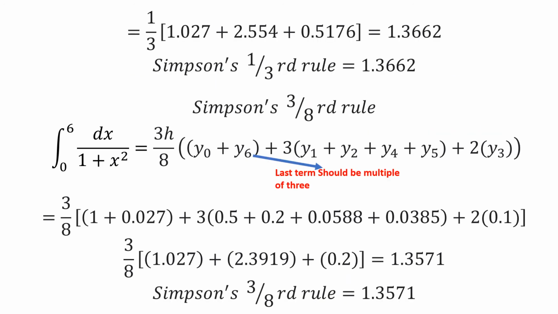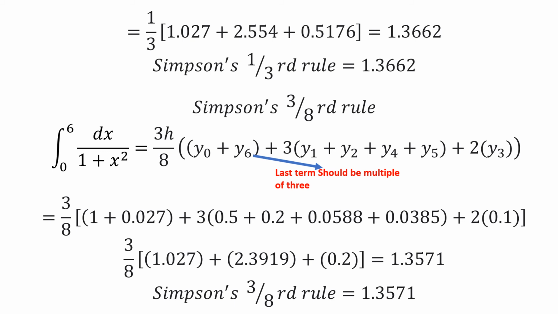Now, Simpson 3 by 8. You can see the formula here. This is the first term, this is the last term. The last term should be a multiple of 3. It means up to y6 we have taken. It can be y9 also. Accordingly, the number of terms will be more, and the question will be more tedious. Accordingly, we have to add.